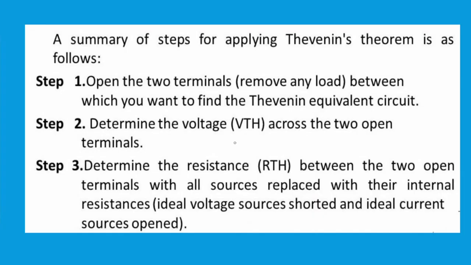Replace it by an open circuit. Then determine the VThevenin across the two open terminals, and determine the RThevenin between the two open terminals with all sources replaced with their internal resistances. In general, we assume ideal sources, which don't have any internal resistance. For practical purposes we'll discuss differently, but for all theoretical purposes the internal resistance is going to be 0.